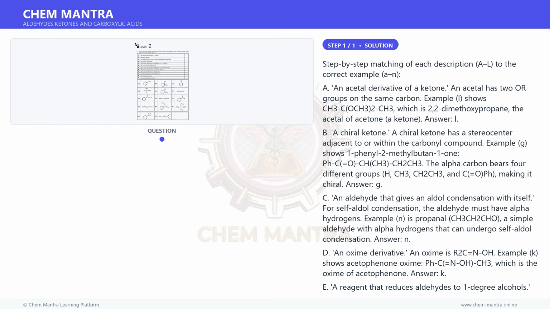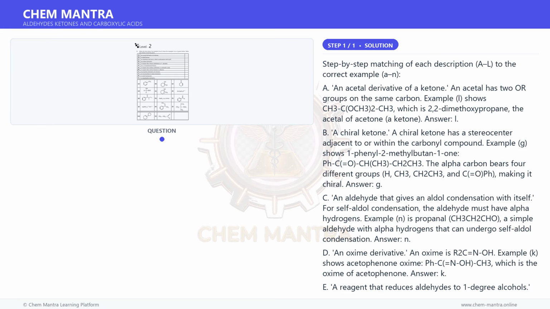Answer, F-C. G, a reagent that oxidizes aldehydes to carboxylic acids. Tollens reagent, Ag(NH3)2+, is the classic reagent for oxidizing aldehydes to carboxylic acids, the silver mirror test. Example J. Answer, G-J. H, a reagent that reduces ketones to alkanes. The Clemmensen reduction uses Zn, Hg amalgam in acidic conditions, H3O+, to reduce a carbonyl to a methylene, C=O to CH2. Example F is Zn, Hg, H3O+.